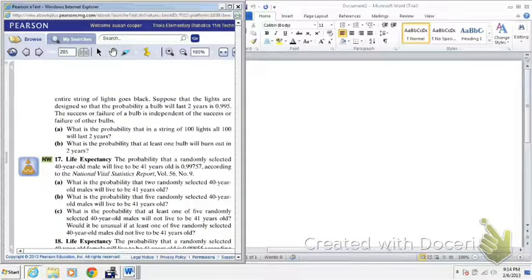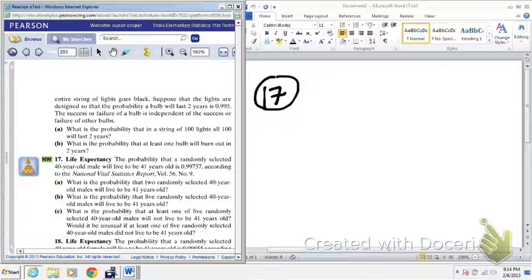So the first question is, if the probability the 40-year-old male will live to be 41 years old is 0.99757 according to the NVSR report, what is the probability that 2 randomly selected 40-year-old males will live to be 41 years old? You think, wow, that's kind of a grim question, but it's someone's job who works for an insurance company to think about these kinds of things, right? That's why people going into actuarial science start off with a foundation in probability, right?